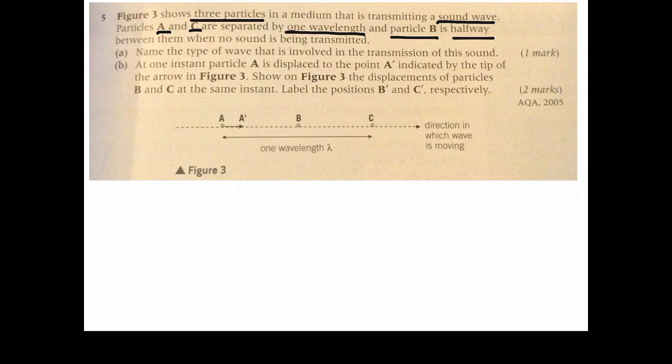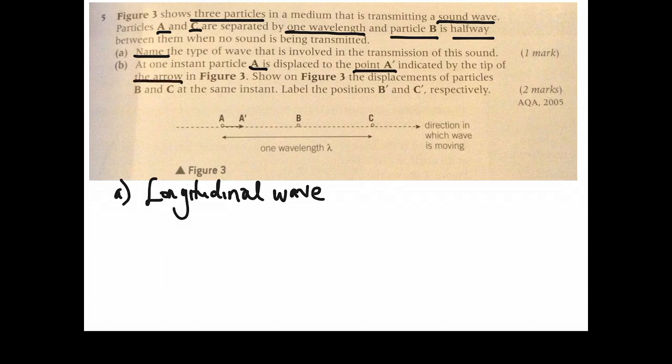It says name the type. So that's the key word there, name the type of wave that is involved in the transmission of this sound. That is a recall question, and this is a longitudinal wave. It says at one instant, particle A is displaced to the point A dash, indicated by the tip of the arrow in figure 3. So it's indicated by the arrow.